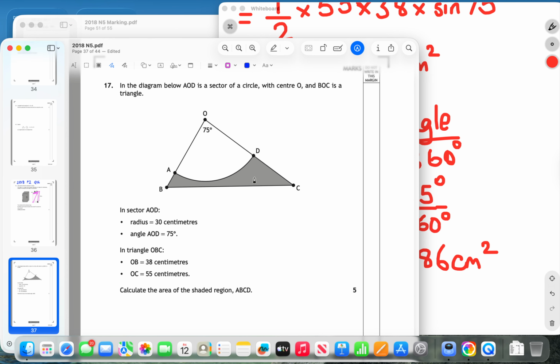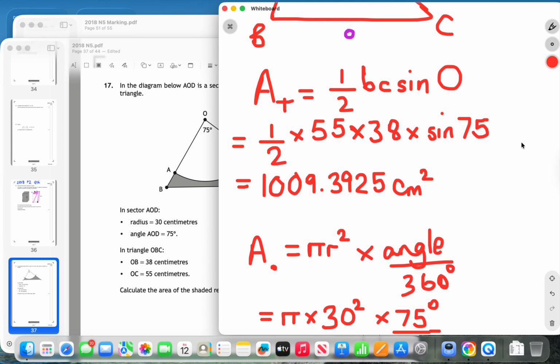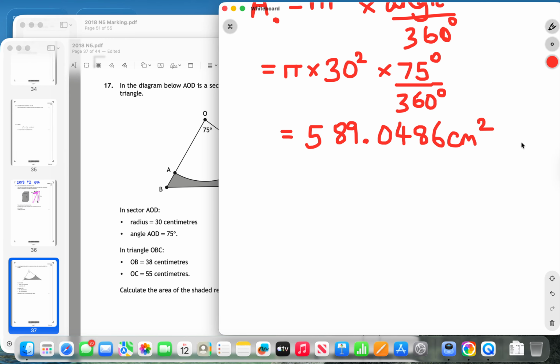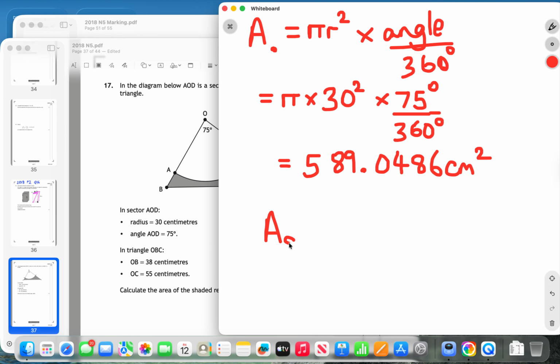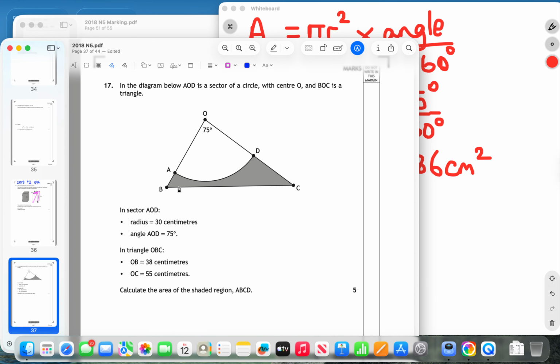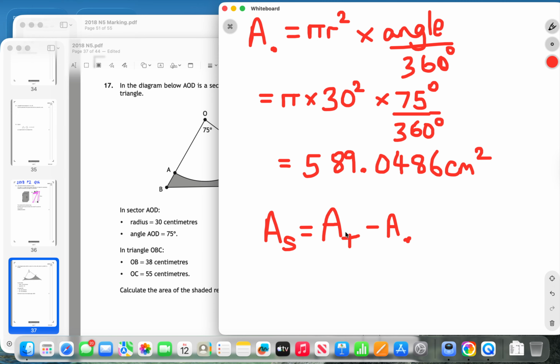If you have a look, if you take away the sector area from the total area, you get the shaded area, and that's triangle take away the sector. Pause the video and have a look at that if you don't understand why I've written this.